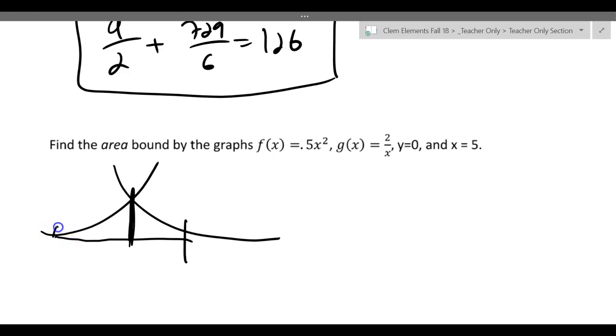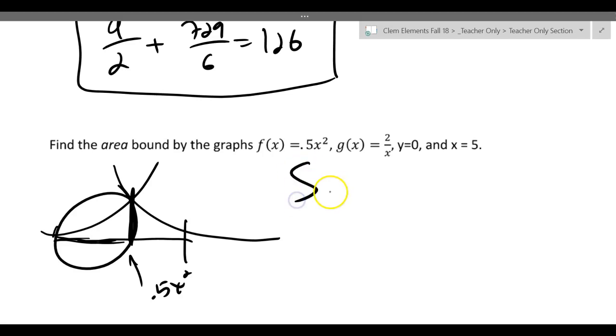Let's see. So for this chunk right here, I'm just looking at my graph on Desmos here. That would be, the top is the 0.5x squared minus 0, because this is on the axis. And that's from 0 to 1.587. So from 0 to 1.587 it's just 0.5x squared. It's the area under that curve.